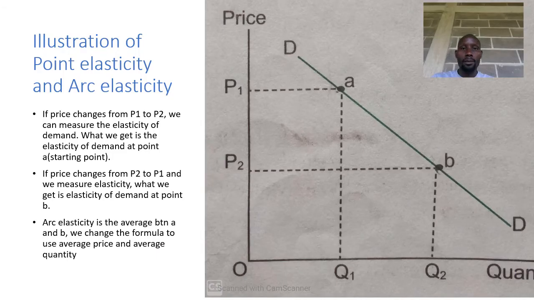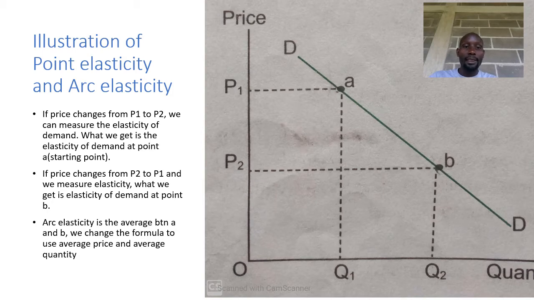Before we do the example, let's see how we illustrate arc elasticity of demand and point elasticity of demand on the same demand curve. So we have an illustration of a demand curve with 2 points. That's point A and point B. They are along the same demand curve. So if price changes from P1 to P2, we can measure the elasticity of demand. What we get is the elasticity of demand at point A, or starting point.